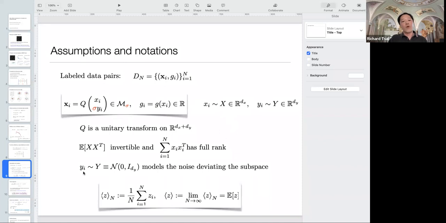Okay, in this talk, we'll assume that y comes from a normal distribution. And then we'll use this notation, which is commonly used in certain communities. The average of some data points zi, when you have n points, is denoted here. This is the empirical mean. And then when you pass n to infinity, this will converge to the true expectation of this random variable z.